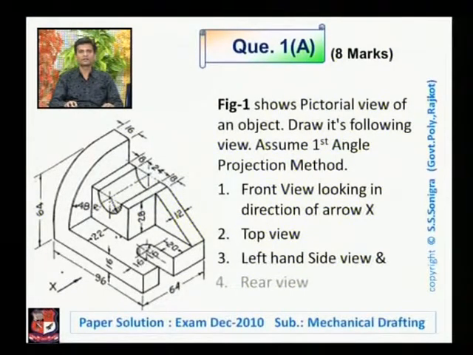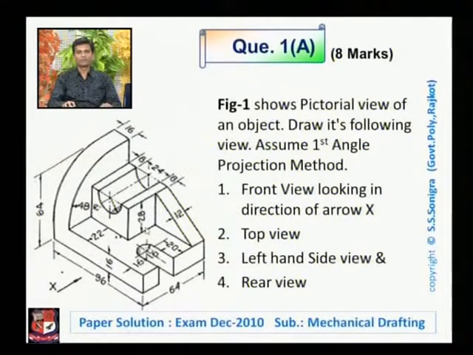And the fourth one, that is rear view. Rear view means opposite of front view. If you look from the back side of this object, what should appear, that we have to draw. So here we have to draw these 4 views. 8 marks are there. It means that each view carries 2 marks.